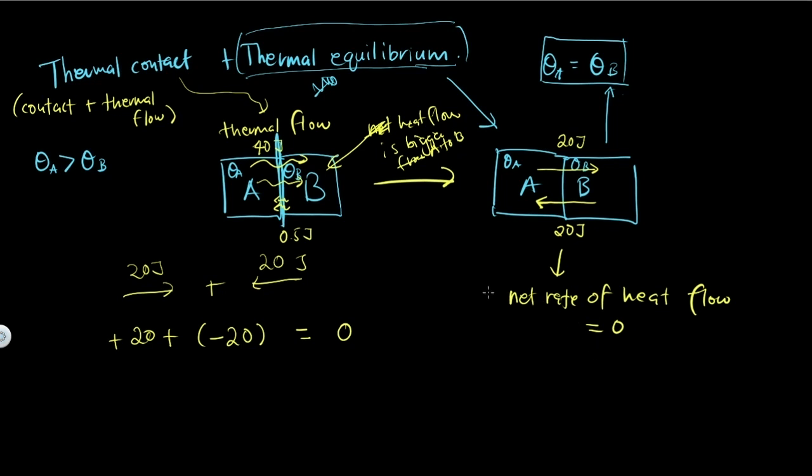So you must understand this net rate of heat flow. It is the combination of both flowing heat, A to B and B to A. So the net rate of heat flow is equals to 0. So this is what will happen when objects which are in thermal contact reach thermal equilibrium. So there are a lot of examples which you may refer to in your notes.